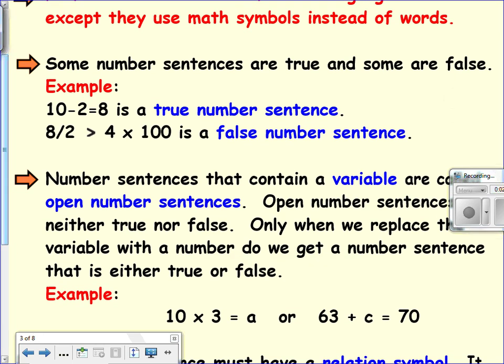Let's take a look at the first one. 10 minus 2 equals 8. Obviously that's a true number sentence because 10 minus 2 is 8. This next one, this symbol right here means divide. So 8 divided by 2 is 4.